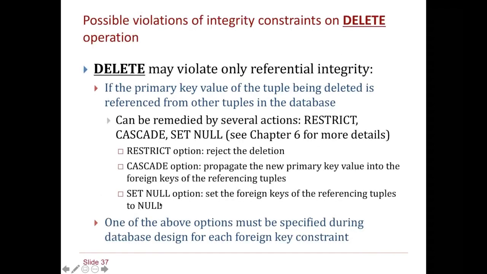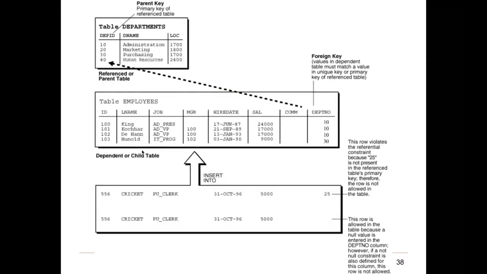That is the set null operation. So when we are referencing a delete operation, we must mention either restrict, cascade, or set null. Of these three outputs, we must specifically mention which one is of interest to us.